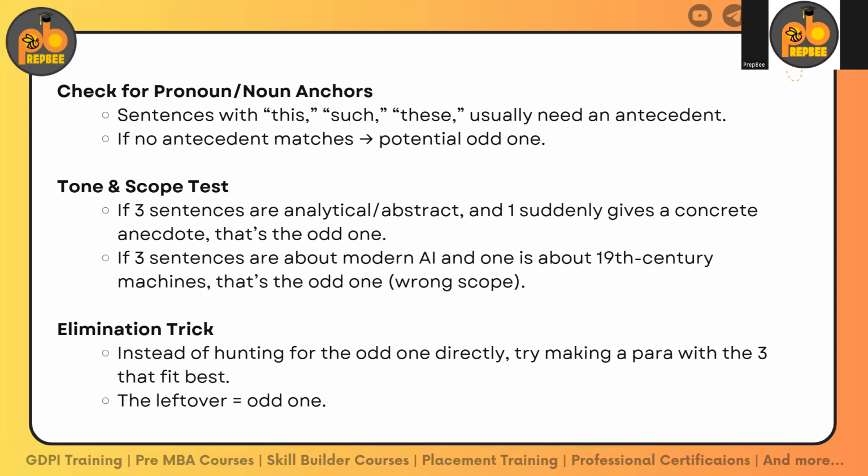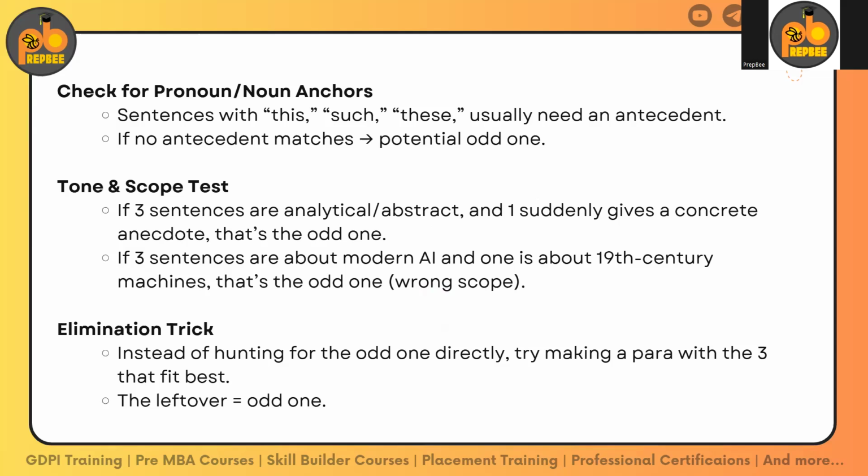Check for pronoun or noun anchors. Sentences with this, such, these, they usually need an antecedent. If there is no antecedent, then that can be a potential odd one out, right? So always see if the nouns, noun anchors or the pronouns have the right antecedent. And also don't be confused when choosing the antecedent. You have to check if they are making sense or not, right?